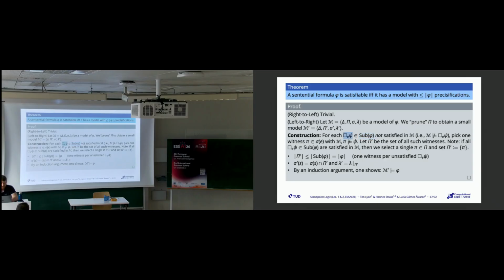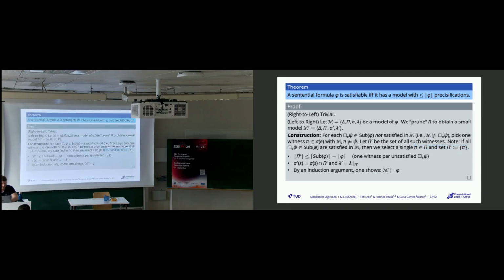And we look at every box subformula, and if it's not satisfied in the model M, this means that there is a precisification in M which falsifies psi, right? So we let pi prime be the set of all of these witnesses. So for each box formula, we choose one precisification that falsifies the formula inside of the box. And we just do this for each box subformula. And if it's not the case that there are any box subformulae which falsify phi, then we just select an arbitrary precisification to be put into this set pi prime.